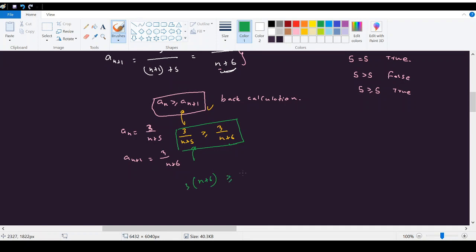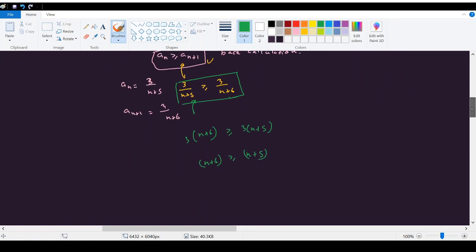3 here and 3n plus 5, and then you can just cancel these 3's, so you will have n plus 5. And now since these are additions, you can even cancel the 2n values, so you end up with 6 greater than 5. See, now this is a true statement.